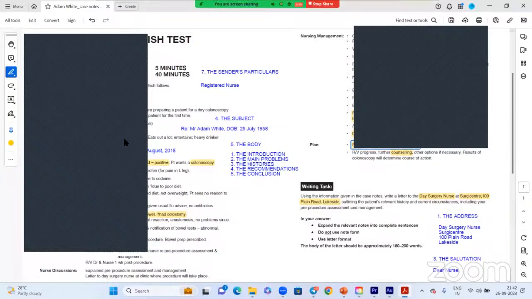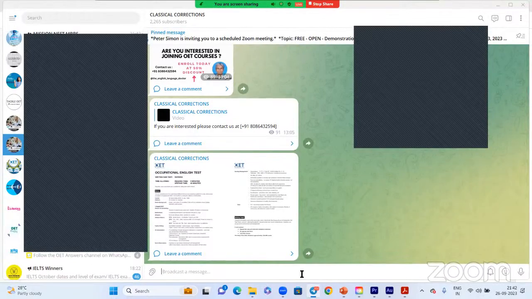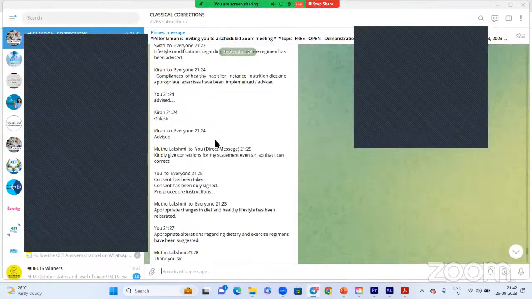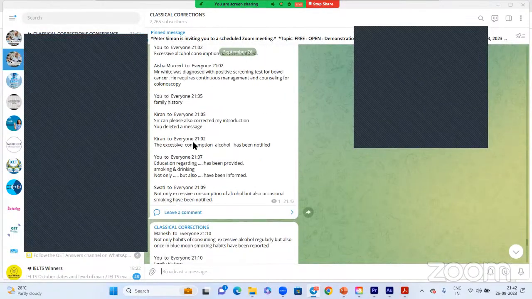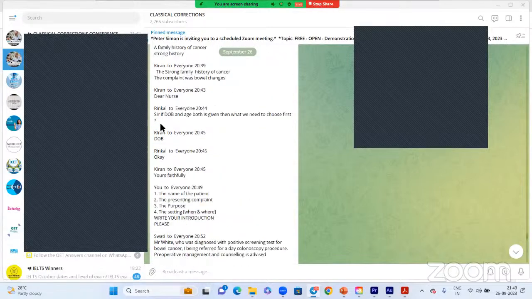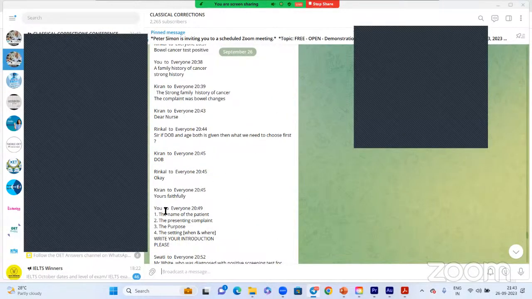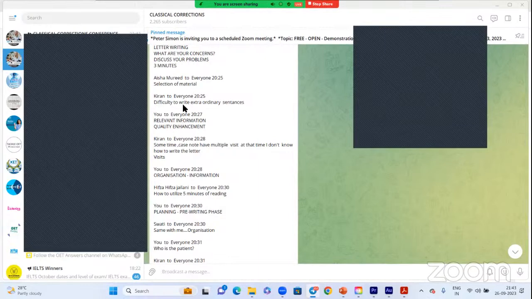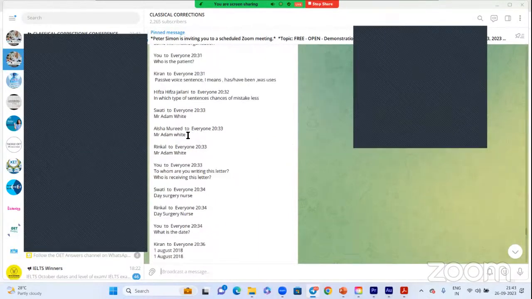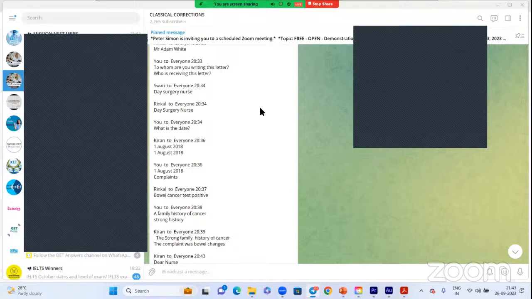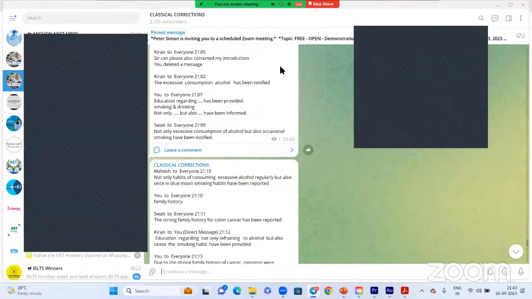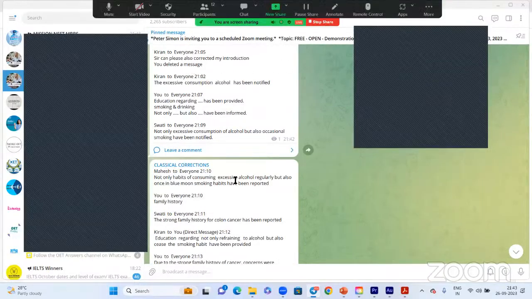So these notes, select all, Control C. I am putting in the Telegram channel here. You can take from here. All my sentences are already here. You can see. Here you can see "you to everyone", which means my name. All the points are put here in the Telegram channel. You can take the notes from here. And you can also take the notes from WhatsApp. I'll post it in the WhatsApp also.